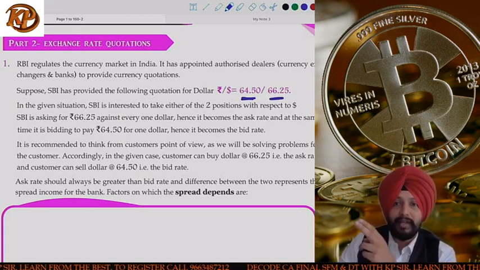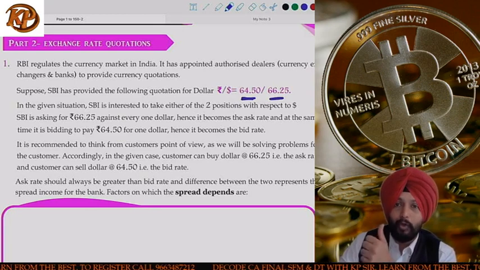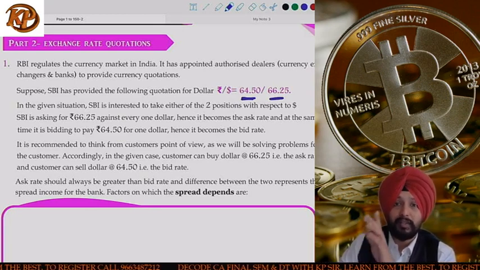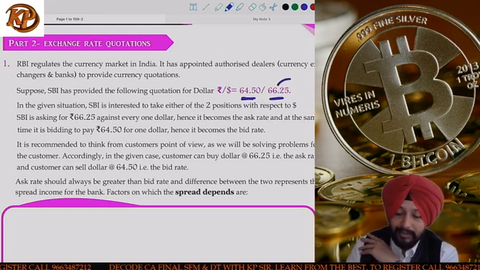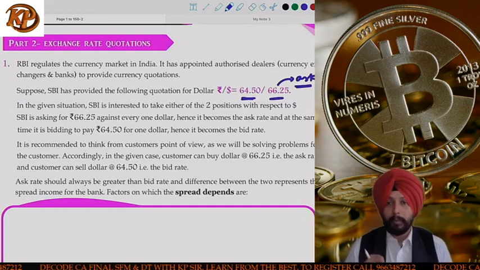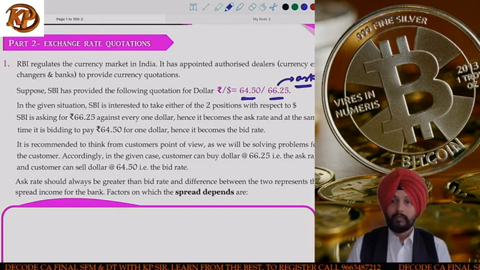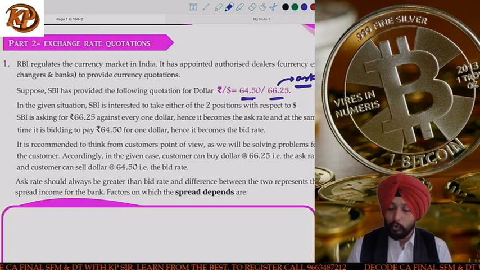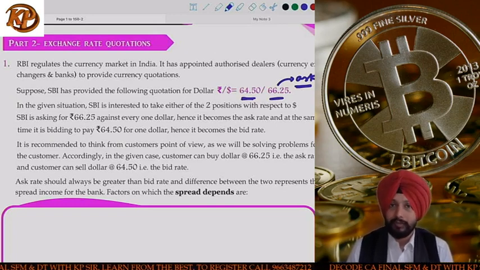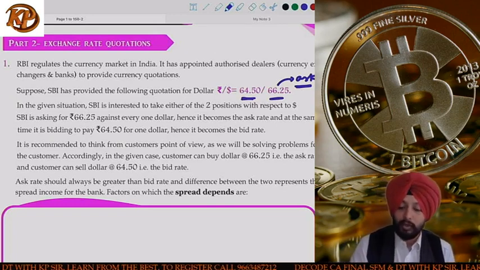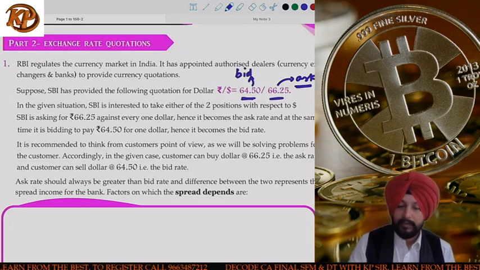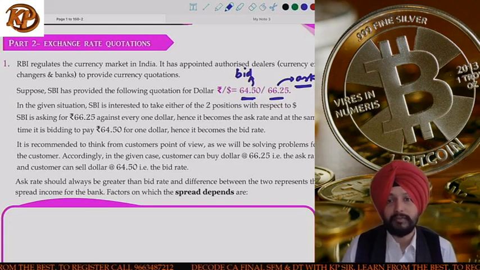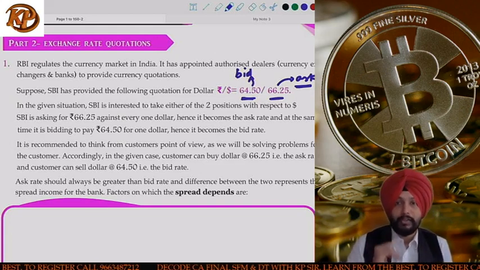Firstly, they are giving a rate that if you, the customer, want to buy dollar, then SBI is asking you to pay 66.25. Okay, you got my point. Similarly, if you want to sell dollar, then SBI is bidding to pay a maximum of 64.50 per dollar. Okay, listen to my language.